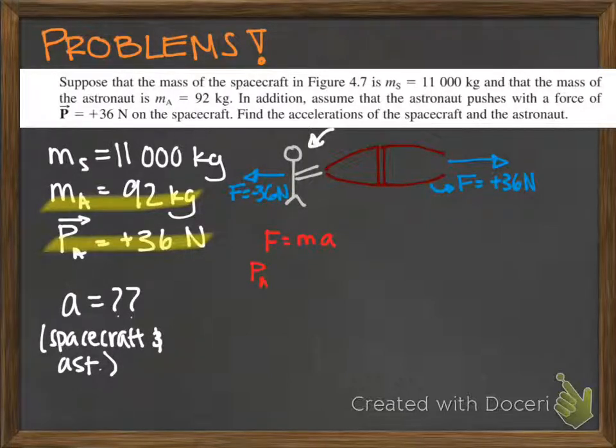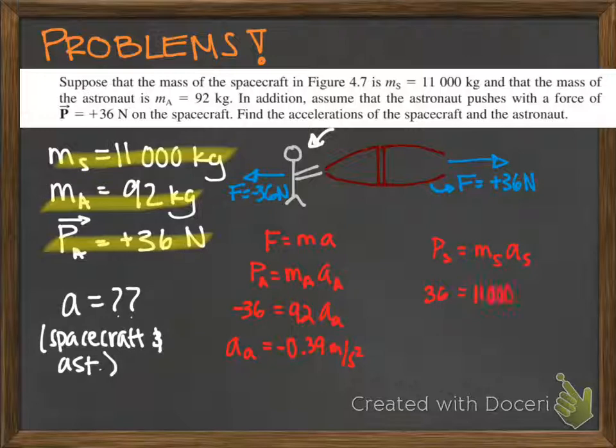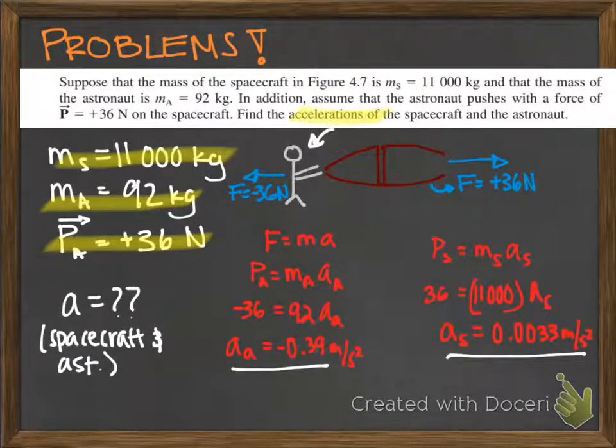And with the force equals mass times acceleration equation, we can find the acceleration of both the astronaut and the spacecraft. So with the force of the astronaut and the mass of the astronaut, we'll find his acceleration, and with the force of the spacecraft and the mass of the spacecraft, we'll find the spacecraft acceleration as well.